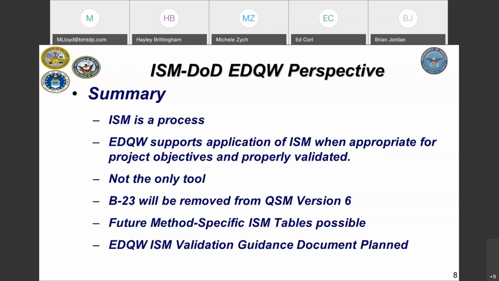Again, table B23 is going to be removed from QSM version 6, but we can't rule out the fact that we may add method or analyte-specific tables later. And finally, our data review and management subgroup is planning a validation guide. We haven't really even outlined it yet, but we're planning it in the very near future.